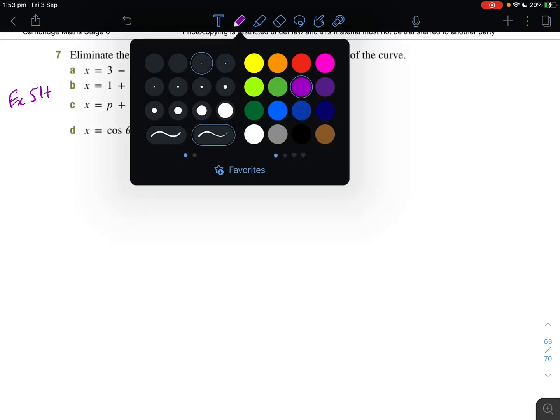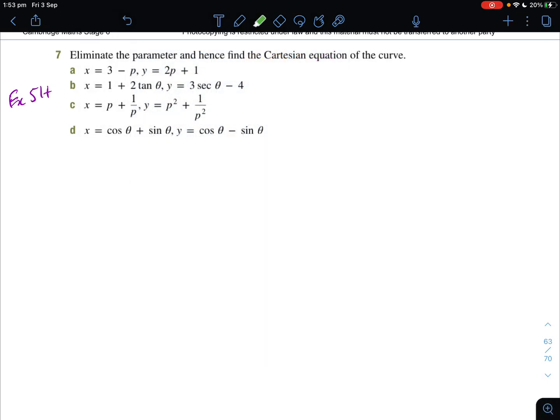The major thrust of parametrics is about x being related to a parameter, y being related to a parameter, and then one of the skills, the major skill that we're going to focus on today, is finding how to relate x and y directly. Sorry, x equals 3 minus p and y equals 2p plus 1.